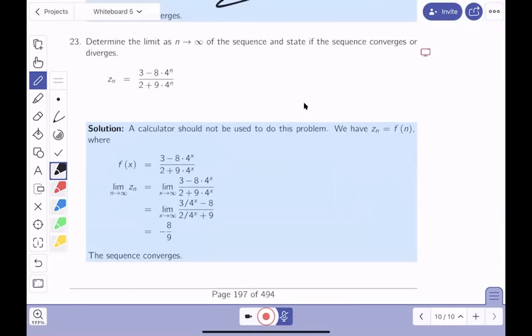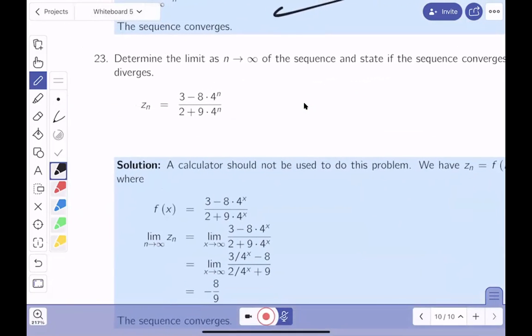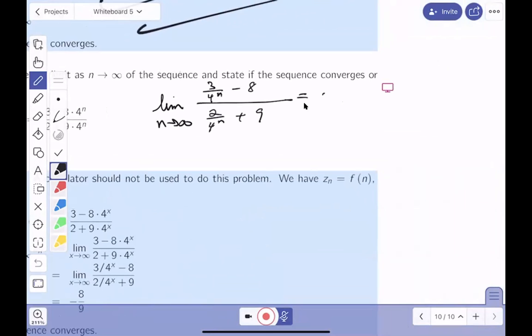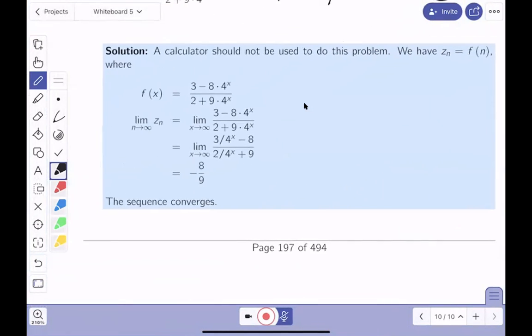Let's do number 23. And I'm gonna write this down for you. Limit n goes to infinity. I'm gonna divide top and bottom by 4 to the n. So it's 3, 4 to the n, let's see, minus 8. And on bottom, you would get 2, 4 to the n. We're dividing by 4 to the n, plus 9. And what's that limit? That's really simple. It's minus 8/9. So this sequence converges, and it converges to minus 8/9.